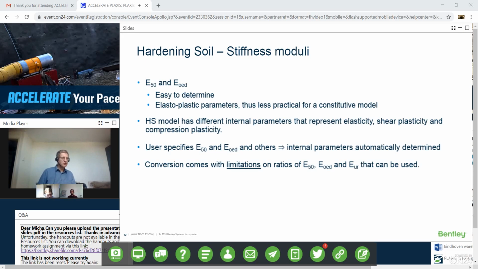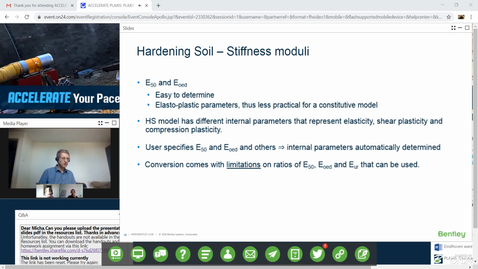And therefore, the hardening soil model internally uses different parameters than the ones we put in. Internally, it really uses parameters that represent elasticity, shear plasticity, and compression plasticity. But of course, those parameters I cannot get as a user from a laboratory test. So it has to do with conversion. As a user, I specify E50, E odometer, EUR, and then internally, it will actually generate parameters that it uses for the model. Now, why is this important for you as a user to know?